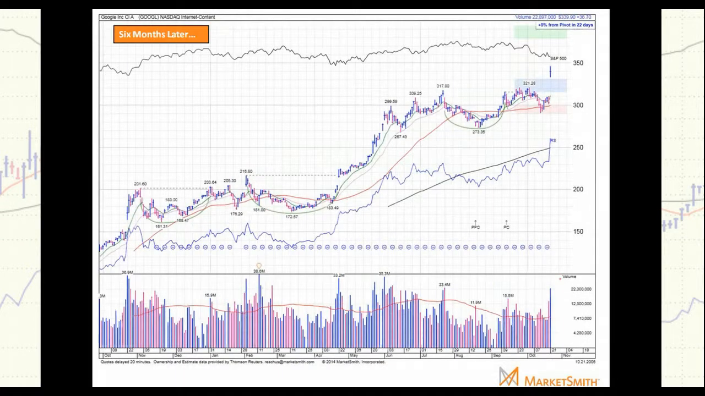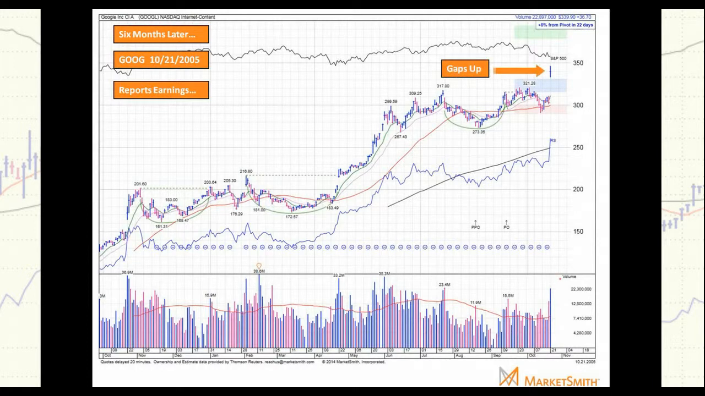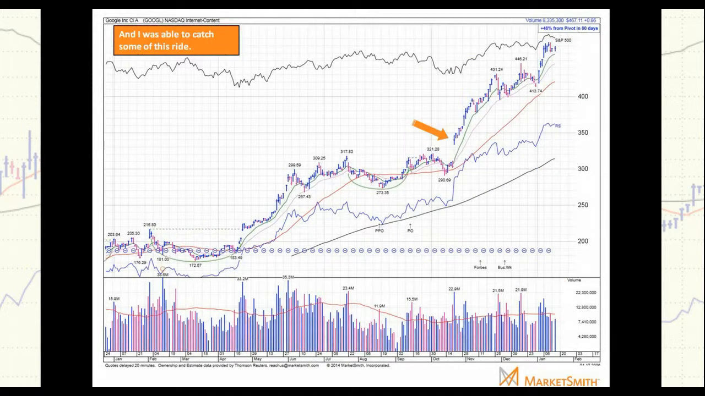Now, 6 months later, here's Google setting up again in October of 2005, and they report earnings, and gap up again out of a pretty nice base on huge volume. And this time I tried it. This time I was able to catch some of this ride, and so that at least confirmed it. I didn't necessarily go out and buy gaps left and right after that April experience. I still waited and really applied it to those few stocks that I really knew their story, and I thought that they were a game changer. And we know back then that Google was a game changer.